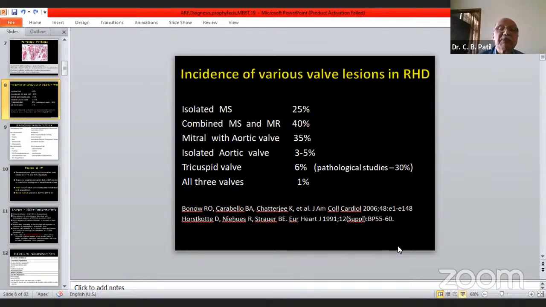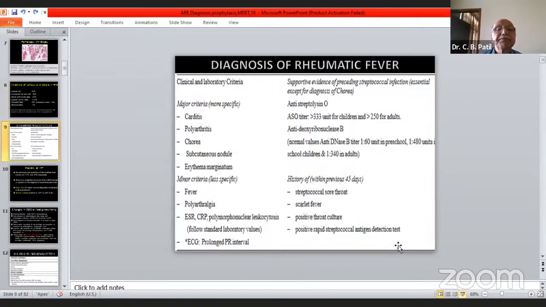So what are the established lesions in rheumatic heart disease? Isolated mitral stenosis can be there in 25%, combined mitral stenosis and regurgitation in another 40%, mitral with aortic valve disease in 35%, isolated aortic valve disease in hardly 3 to 5%, and tricuspid valve involvement in 6%, whereas in pathological studies, like autopsy studies, it can go up to 30%. Involvement of all three is hardly 1%, but definitely it leads to a lot of morbidity and mortality.